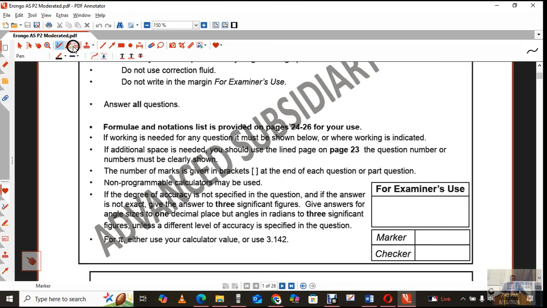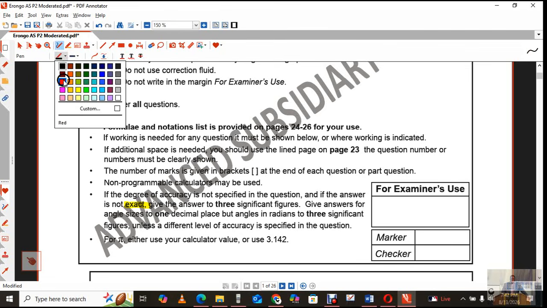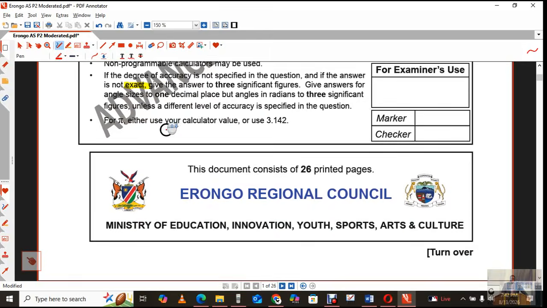Now, there will be a lot of times in the paper where you are supposed to give your answers as exact values. That means you have to give them either in terms of pi or in radicals, whether it's a square root of 3 or that kind of thing, or fractions. So read the questions very carefully as you attempt them.